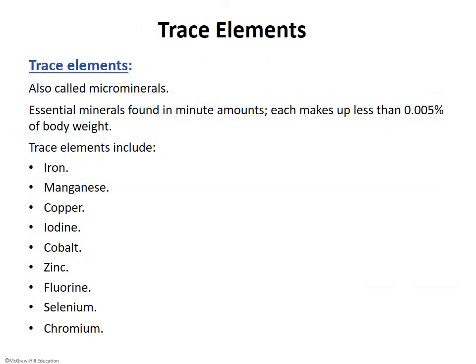Then we have what we call trace elements or micro minerals. This is just stuff we need in small amounts, but they're very important. Iron. Our body has a hard time absorbing iron. Our body does a lot of stuff to recycle the iron we have, but we need all of these. A little bit of iodine, zinc. So these are all different ones that we need in small amounts.